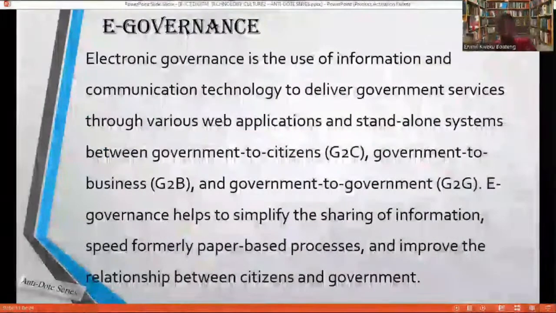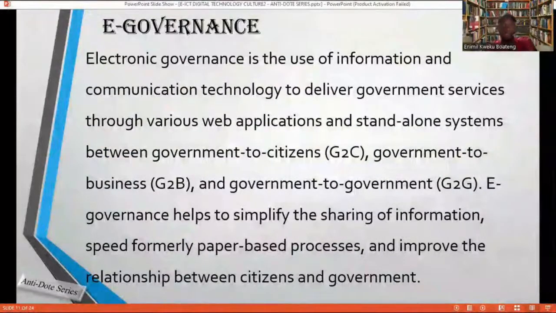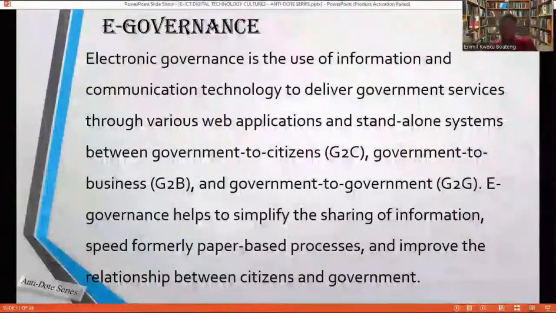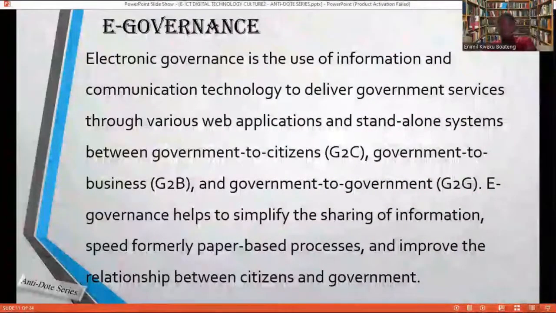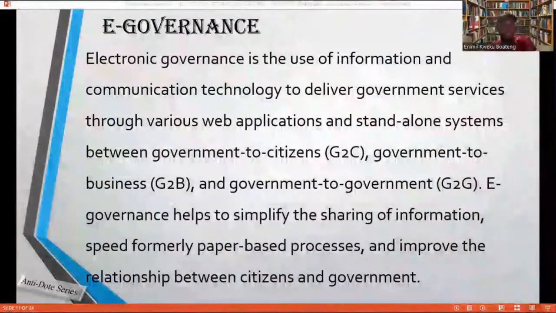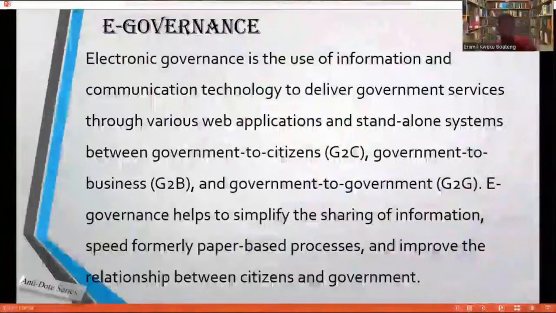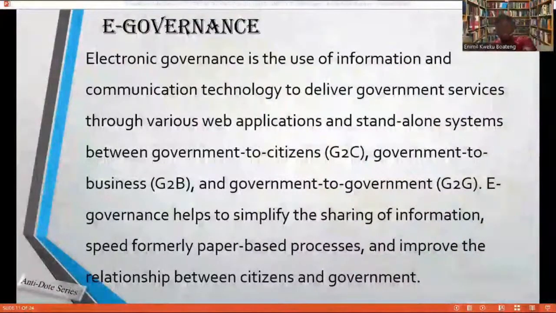We are going to look at e-governance. Electronic governance is the use of information and communication technology to deliver government services through various web applications and standalone systems between government and citizens, government and business, and government and government. So e-governance helps to simplify the sharing of information, speed up formerly paper-based processes, and improve the relationship between citizens. So this is what you're looking at in e-governance: government using ICT to solve problems and provide services to citizens.